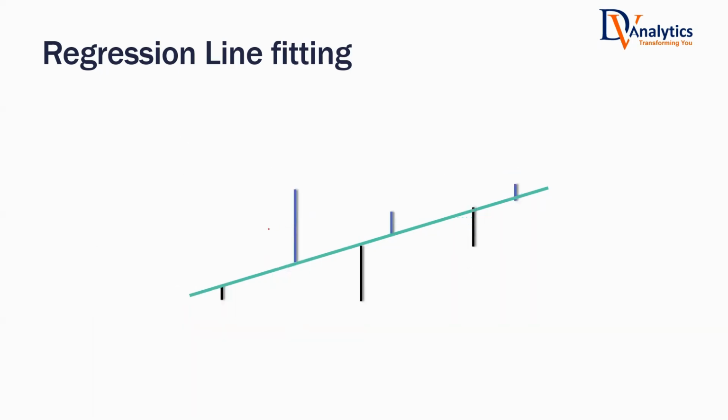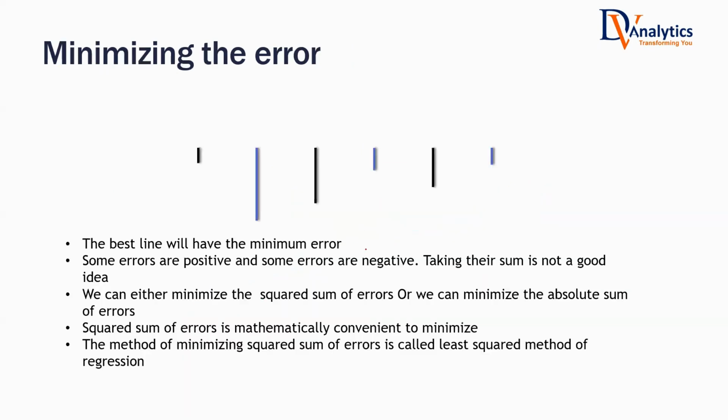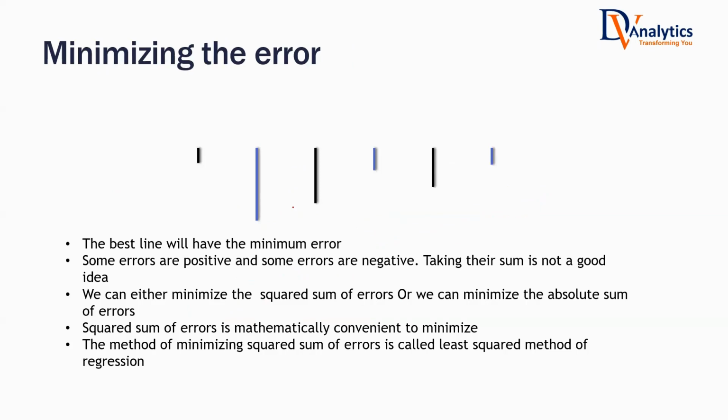Some errors are positive, some errors are negative, but error is an error. It's not that if the predicted value is higher than actual value, I will be happy. There's nothing like that. Predicted should match the actual value. So this is also an error. There are some positive errors, there are some negative errors. We have to minimize all those errors. But we cannot simply take the summation of all those errors, because some errors are positive, some errors are negative.